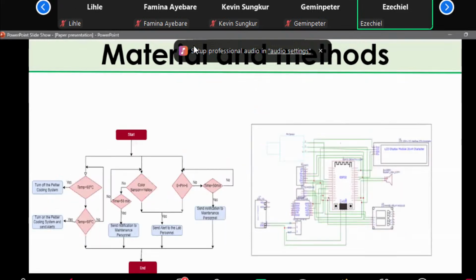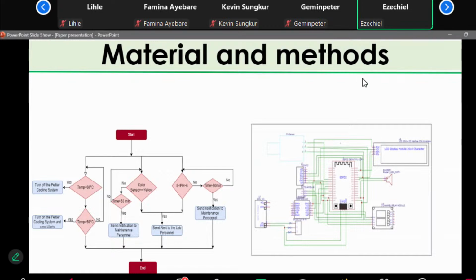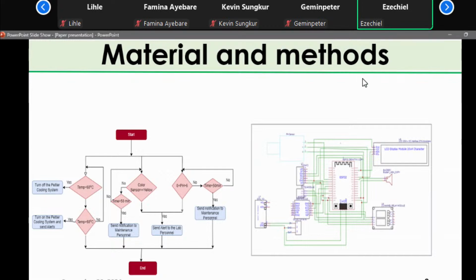This is the flow chart. On the flow chart, the system flow starts by checking the temperature. If the temperature reaches 60 degrees Celsius or higher, the pellet air cooling system is automatically activated to maintain optimal conditions. Simultaneously, the system is collecting data from the pH and the color sensor. If the color sensor detects yellow and the pH is within the range of 6 to 8, the system sends a notification via email, SMS, and calls to the lab personnel to initiate the necessary test. However, if the color is yellow, but the pH falls outside this range, the system acknowledges a potential issue and sends an alert to the maintenance personnel to investigate further.